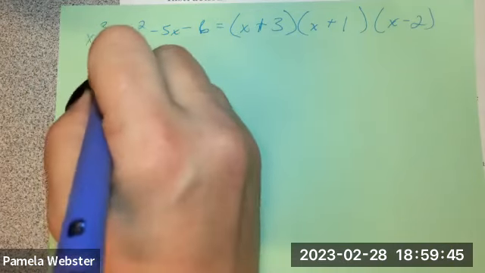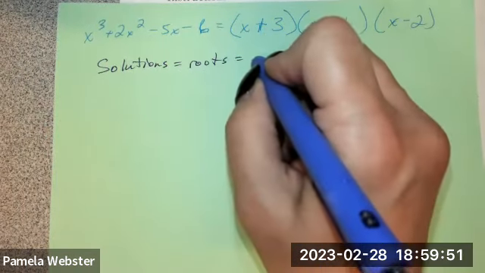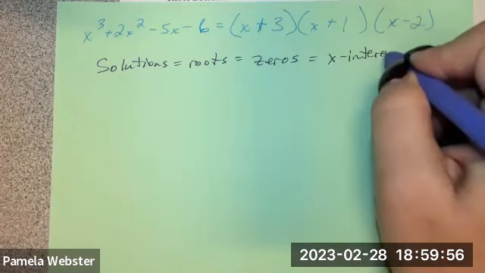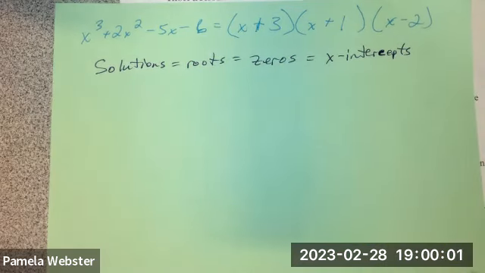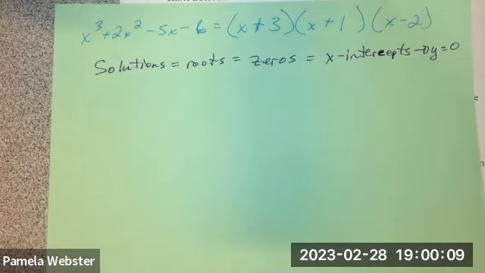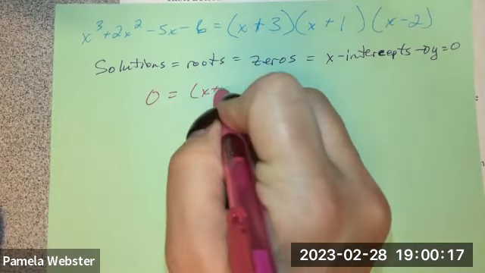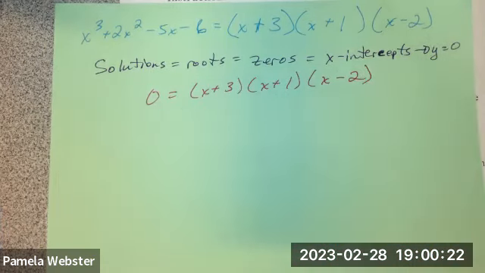And remember, solutions are the same as roots, are the same as zeros, are the same as x-intercepts. Those are all words when we're solving a polynomial that basically mean the same thing, and we get them all by y equals 0, right? By setting them all equal to 0 and solving for x. So what I'm going to have here is 0 equals x plus 3, x plus 1, and x minus 2, okay?